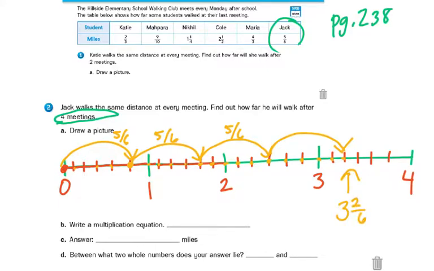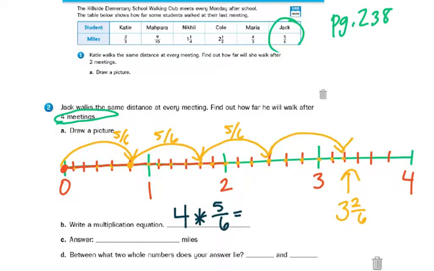2/6. I'm going to go ahead and write that as a multiplication problem for letter B. So he's going to walk 4 meetings, and at each meeting he walks 5/6 of a mile. Now, the answer is 3 2/6, but I'm going to show you another way to multiply it.